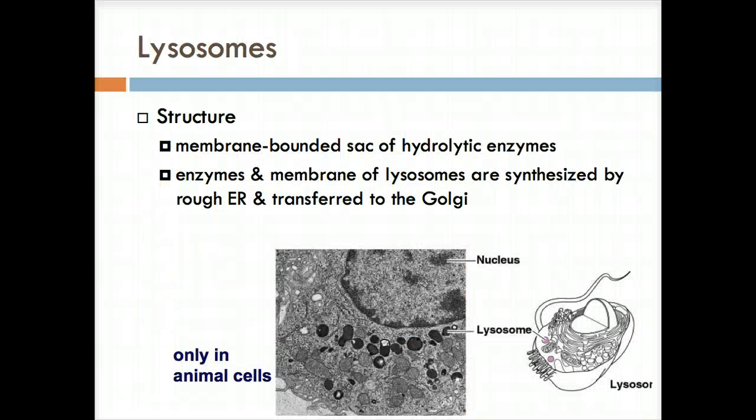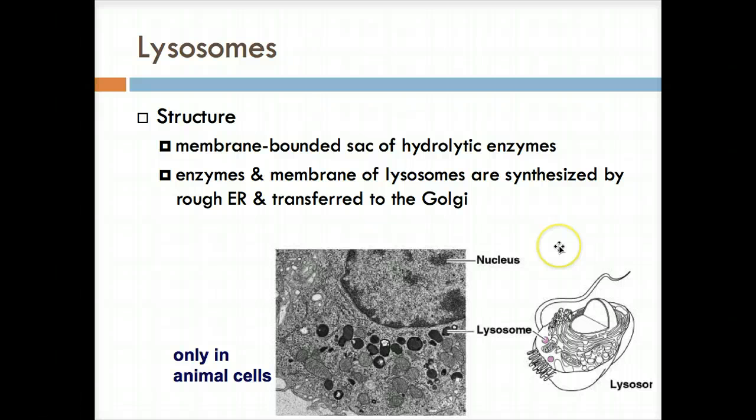Our next stop along the endomembrane system is the lysosome. So the lysosome is a membrane-bound sac. It has these hydrolytic enzymes, right? So remember, lytic again means to lyse. So just like hydrolysis is to break a bond, hydrolytic probably means to break something down.